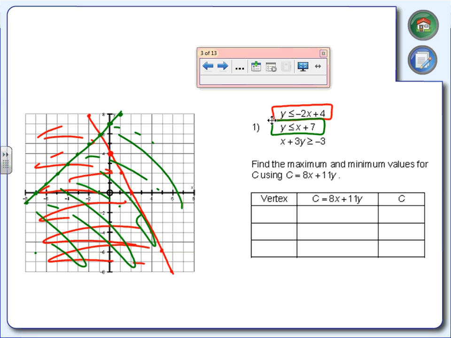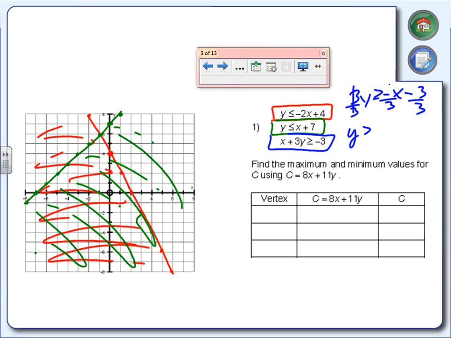We've got one more inequality that we need to work with, and that's this one right here. x plus 3y is greater than or equal to negative 3. Now, right now, I can't graph that because it's not in slope-intercept form. So I'm going to come out to the side and do a little scratch work here. First thing I'm going to do is move the x to the other side. I'm going to subtract it. So I've got 3y is greater than or equal to negative x minus 3. And then I'm going to divide by 3.